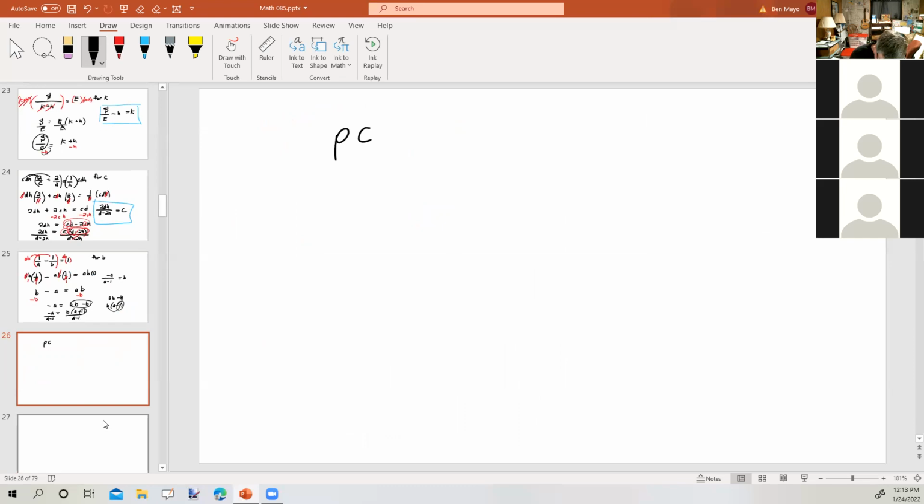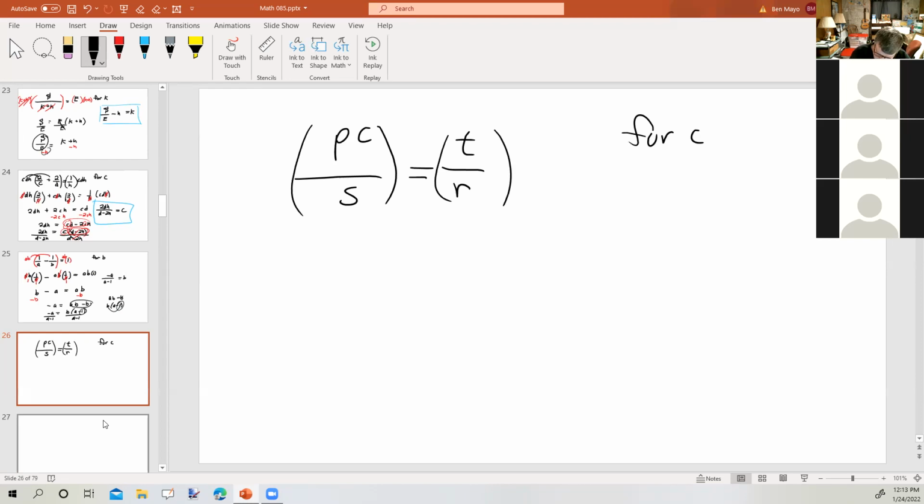PC over S equals T over R. And we are to solve for C. Well, I could multiply both sides by what? I suppose I can multiply by SR. I could do that.